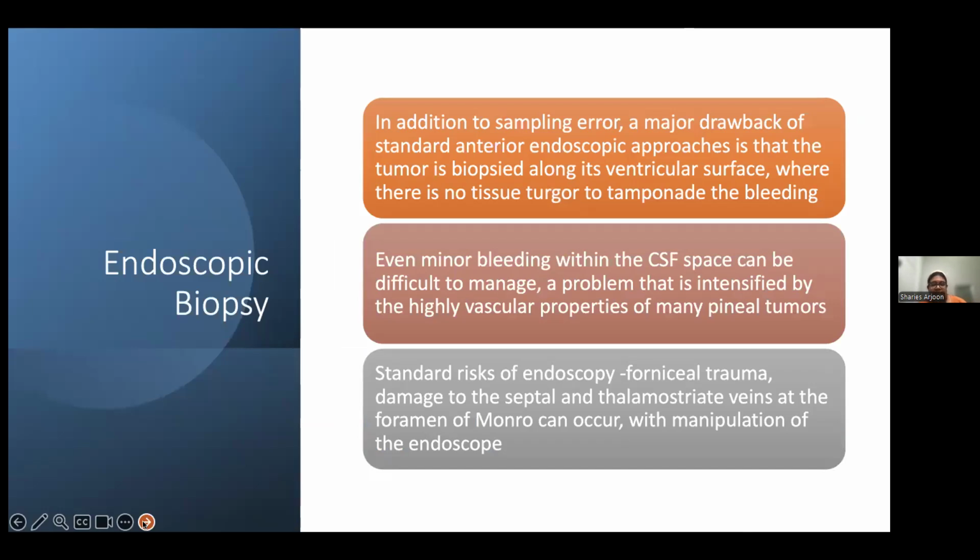In addition to sampling error, a major drawback to standard anterior endoscopic approaches is that the tumor is biopsied along its ventricular surface, where there is no tissue turgor to tamponade the bleeding, and even minor bleeding within a CSF space can be difficult to manage at times, a problem that is intensified by the high vascular properties of many pineal tumors. The standard risks of endoscopy, such as forniceal trauma and damage to the septal and thalamostriate veins at the foramen of Monro, can occur with manipulation of the endoscope.